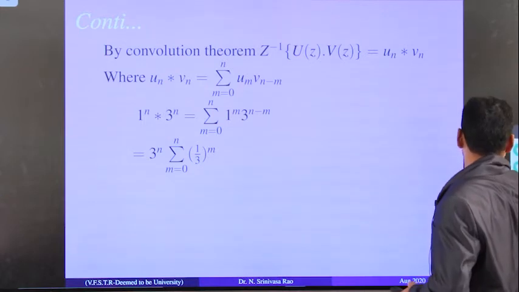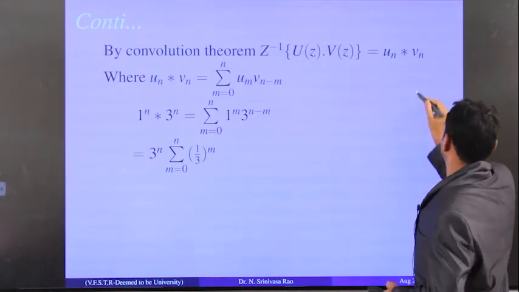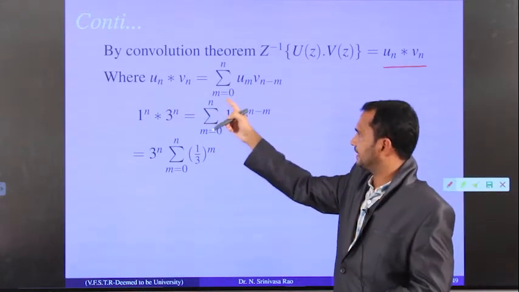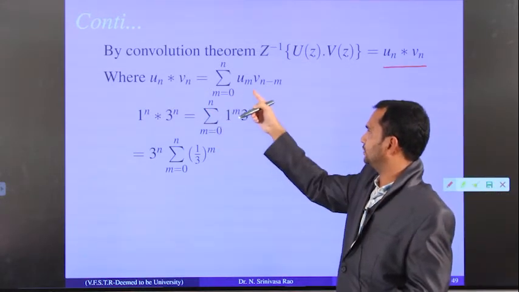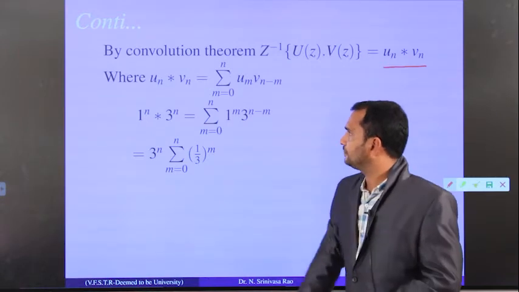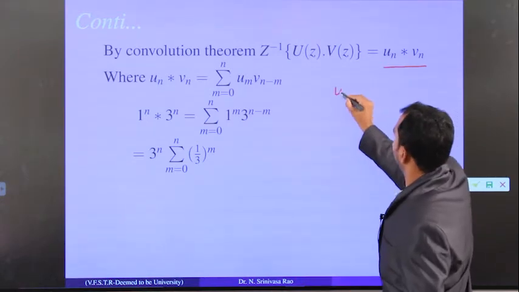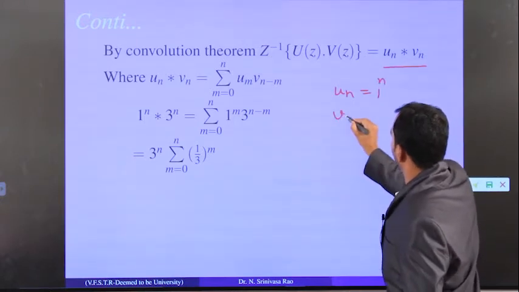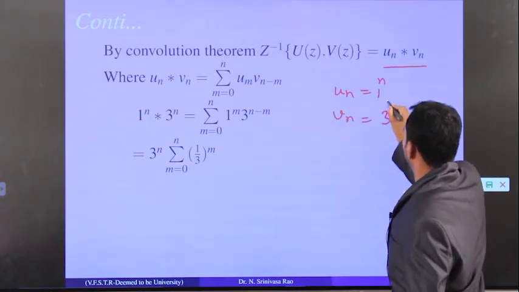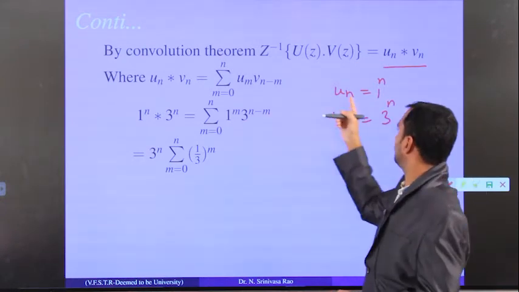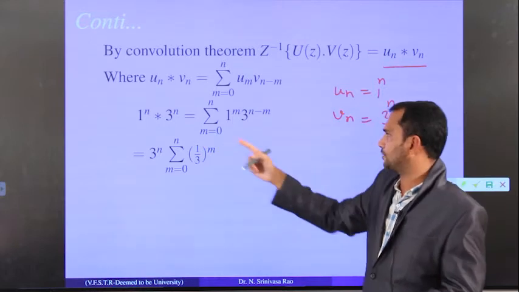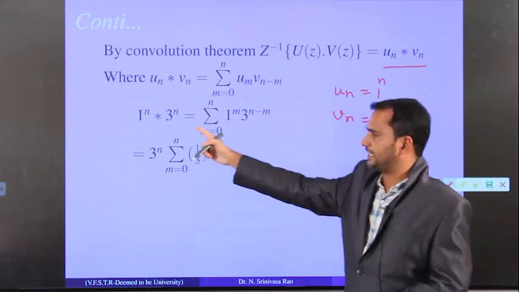So already I told, this is called the convolution product. The convolution product is defined as the sum over m equal to 0 to n of Um into Vn minus m. Now already we know what Un is here, 1 power n, and what Vn is, 3 power n. Now substitute the Un value and Vn value. So Un is 1 power n, star, Vn is 3 power n.